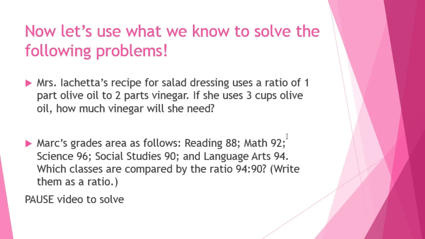And then your second problem says Mark's grades are as follows: reading 88, math 92, science 96, social studies 90, and language arts 94. Which classes are compared by the ratio 94 to 90? Write them as a ratio. Pause video to solve.